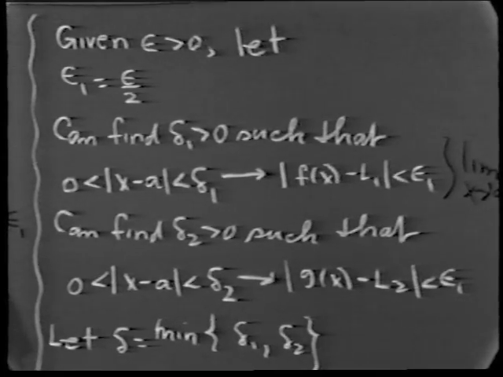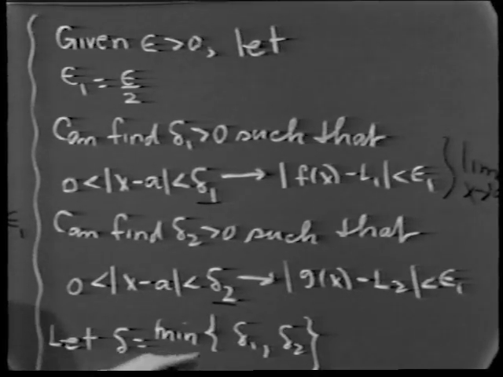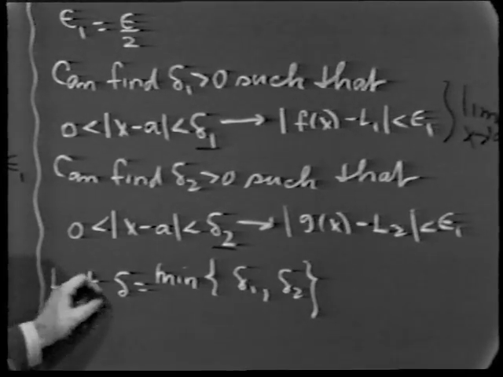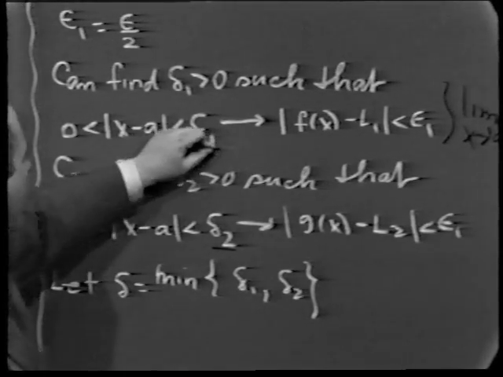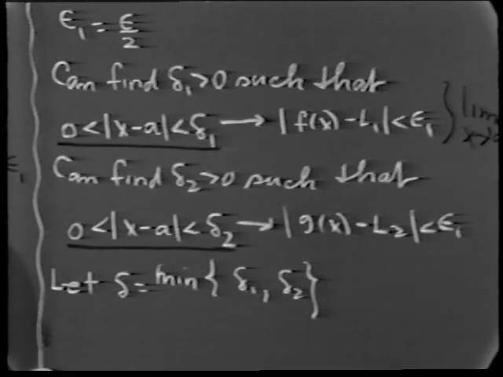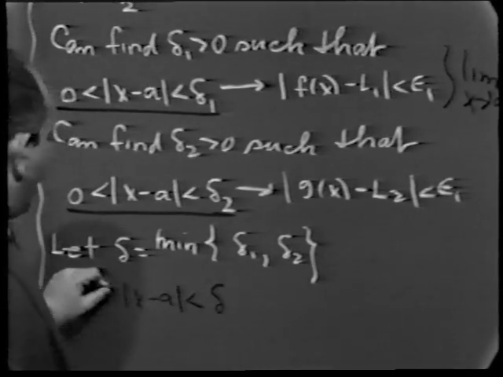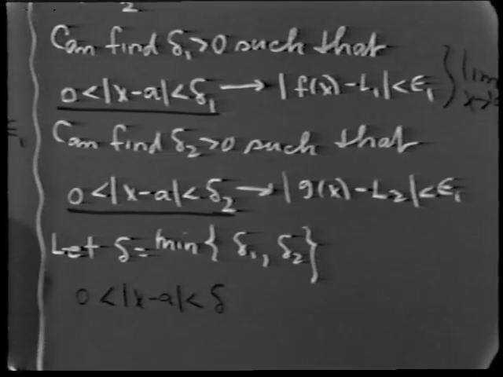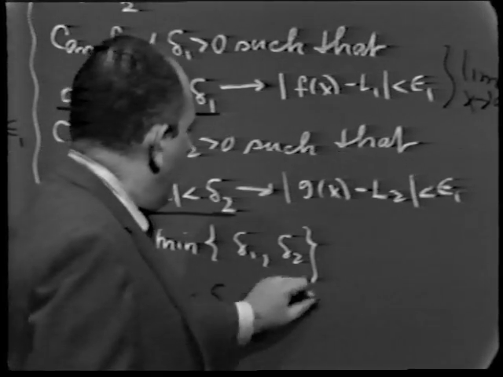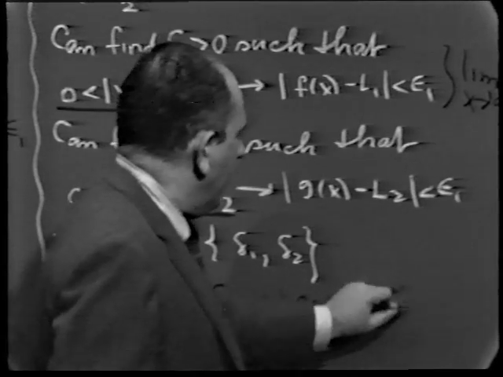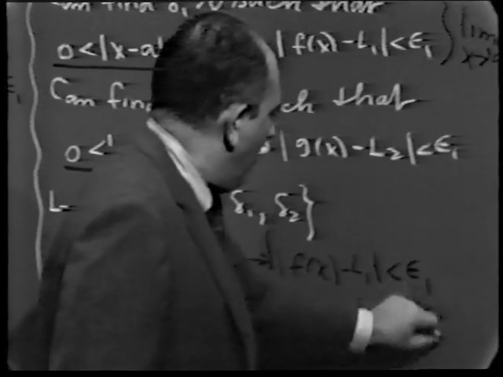And now comes the beautiful step. He says, now that these delta 1 and delta 2 exist separately, pick delta to be the minimum of these two. In other words, if I let delta equal the minimum of these two, what does that guarantee me? It guarantees me that both of these conditions are met at the same time. What does that tell me? It tells me that as soon as the absolute value of x minus a is less than delta but greater than 0, automatically these two conditions hold. And that in turn tells me what? That the absolute value of f of x minus L1 is less than epsilon 1, and the absolute value of g of x minus L2 is less than epsilon 1.